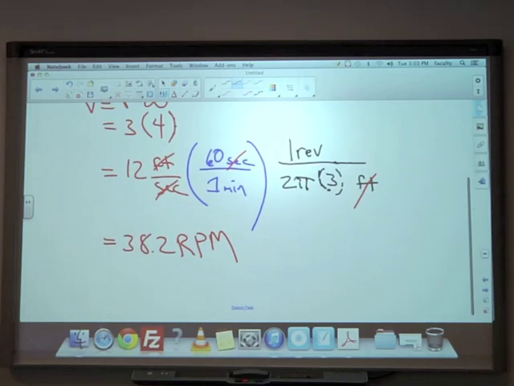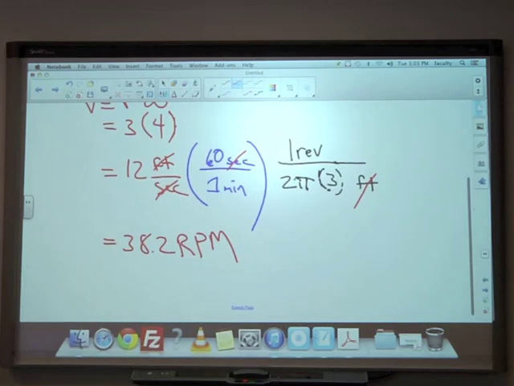Again, depending on how they ask the question. And you'll see one like that in homework, you'll see one like that on my worksheet. RPMs. So you did 12 times 60 over 2 pi times 3? Yeah, 2 pi r.